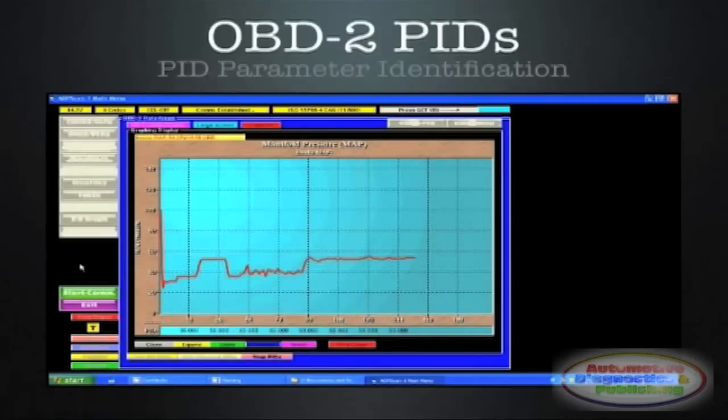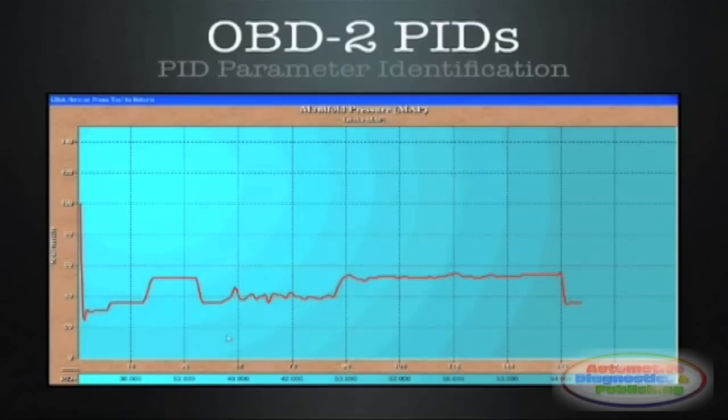Vehicle, we can now see how the manifold pressure changes when the EGR is operated. A slight preloading of the engine may be necessary. Beware of the stress placed on the transmission.